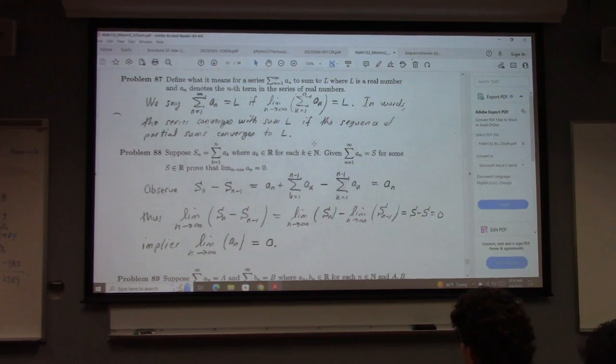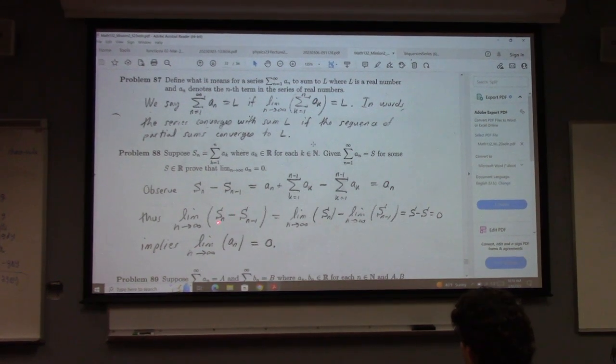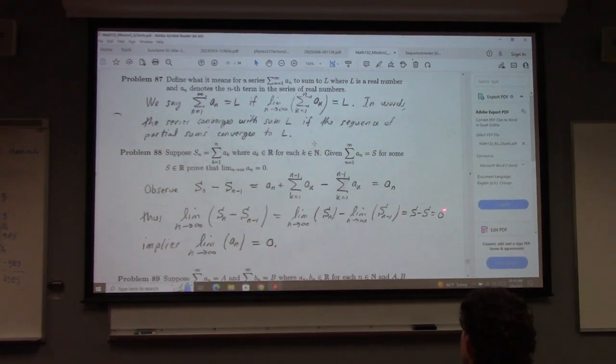Another thing that I might ask you to prove on the test is the nth term test. Here's the proof of the nth term test right here. It's really simple. You just take the difference of the nth and n minus 1th partial sums. It gives you the nth term. So if we take the limit as n goes to infinity, this limits to s minus s, which is 0, so this must also limit to 0. That's the nth term test. That's the proof of it. It's very simple.